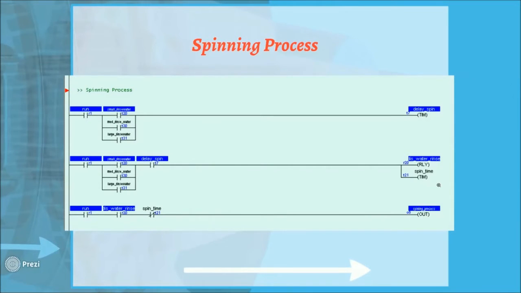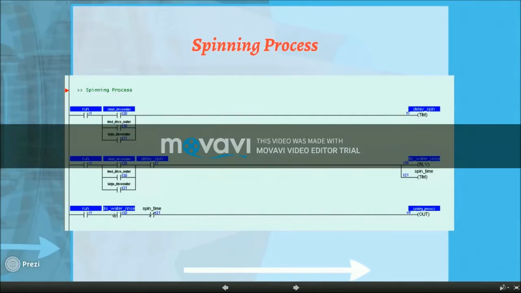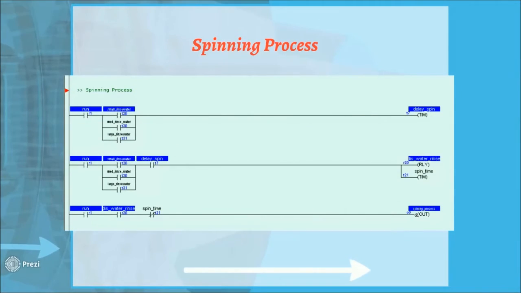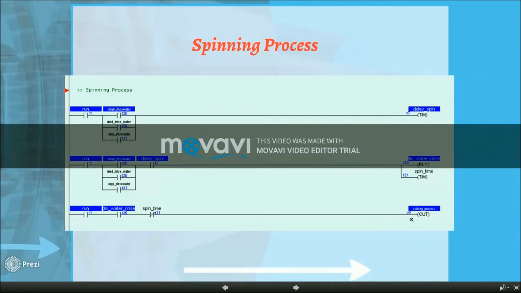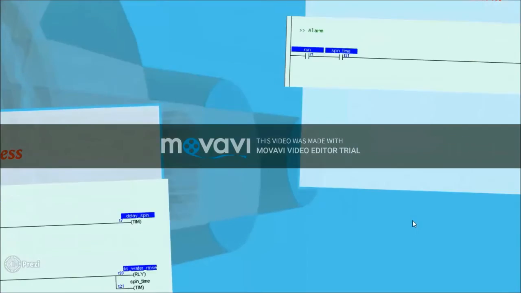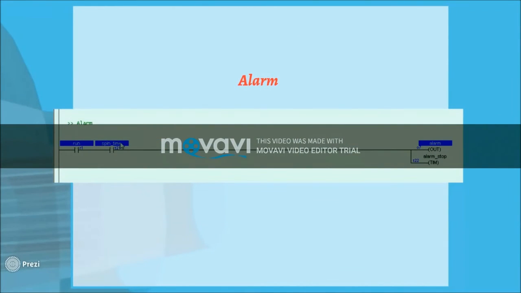The disable water rinse is connected in series with normally closed spin time. The activation of disable water rinse triggers the spinning process. Spin time is set to 100 seconds. After 100 seconds, spin time is activated. The normally closed spin time is open, causing the spinning process to stop. At the same time, the activation of spin time triggers the alarm to turn on for 20 seconds, indicating that the whole operation is done.